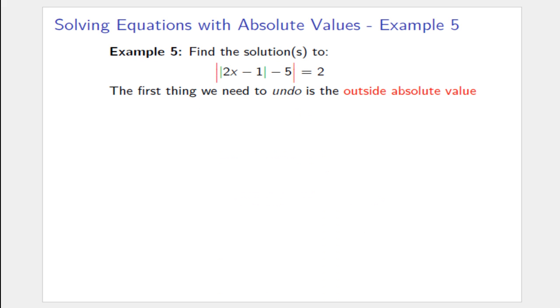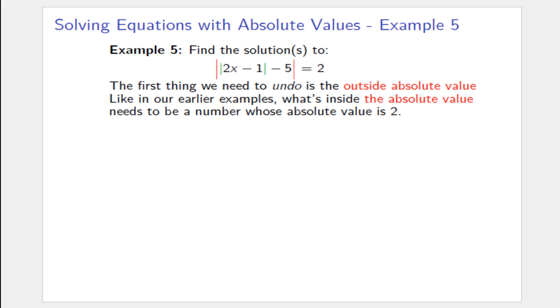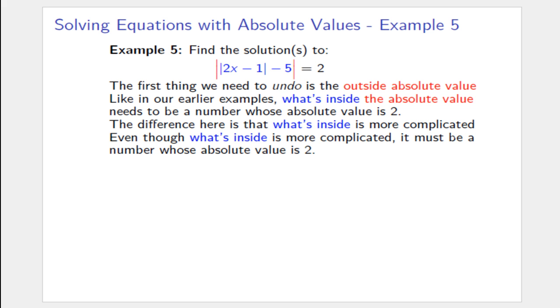So how do we undo the outside absolute value? Like in our earlier examples, what's inside the absolute value needs to be a number whose absolute value is 2. The difference here is that what's inside the absolute value is a lot more complicated. What's inside the red absolute value is absolute value of 2x minus 1 minus 5. But even though what's inside is more complicated, it must be a number whose absolute value is 2.